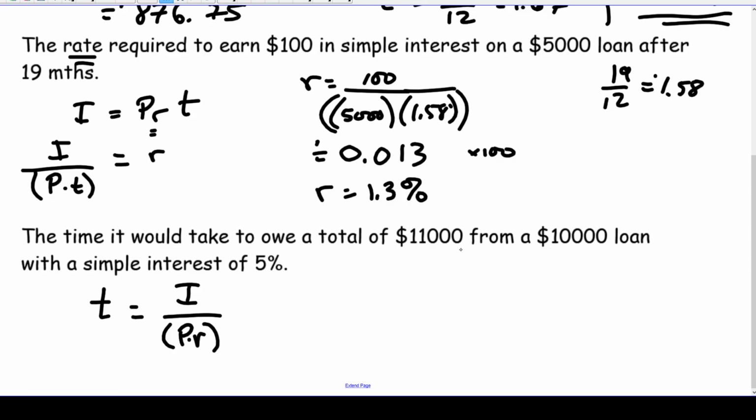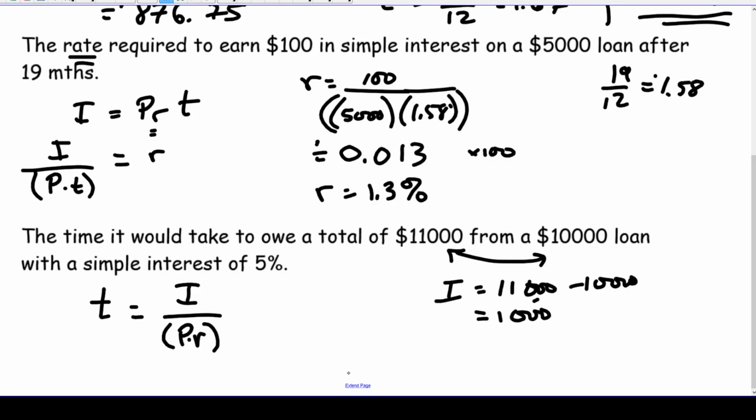Now, there is a bit of a problem, and you do have to be wary of this. They didn't outrightly give you the interest here. They told you that you're owing a total of 11,000 from what you invested or borrowed, of 10,000. How much interest was made? So your interest here, you'd have to understand what's happening, not just plug numbers in, and understand that the difference between 11,000 and 10,000 is your interest amount, which is $1,000.